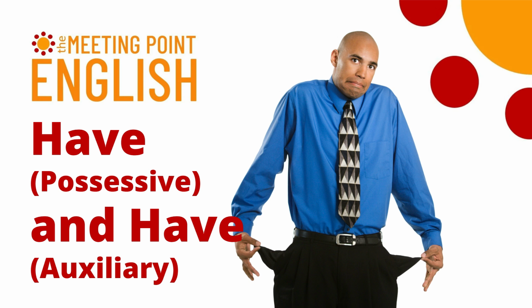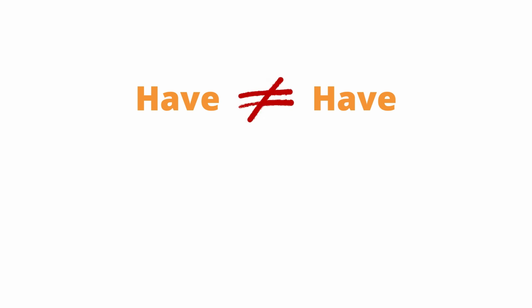Welcome back to the Meeting Point English, and in this video we are looking at two different verbs. We are looking at the verb have and the verb have. These two verbs look and sound exactly the same, but they are not the same thing. One of them is called the possessive have, the other one is the auxiliary have.